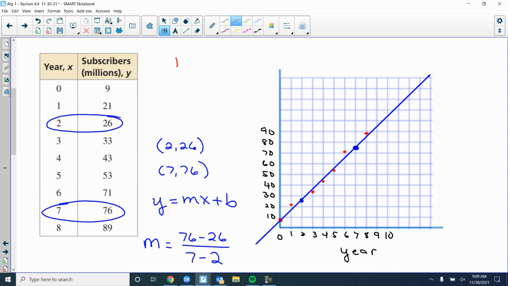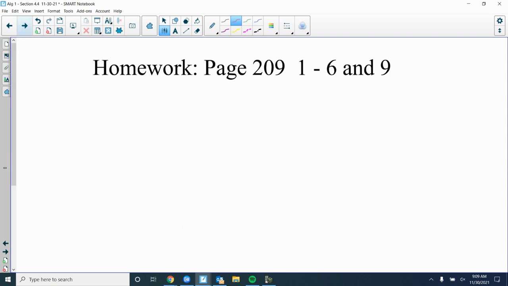All right, positive correlation, negative correlation. All right, page 209, 1 through 6, and number 9. Get a few of those done here. Now, some things will have no correlation.